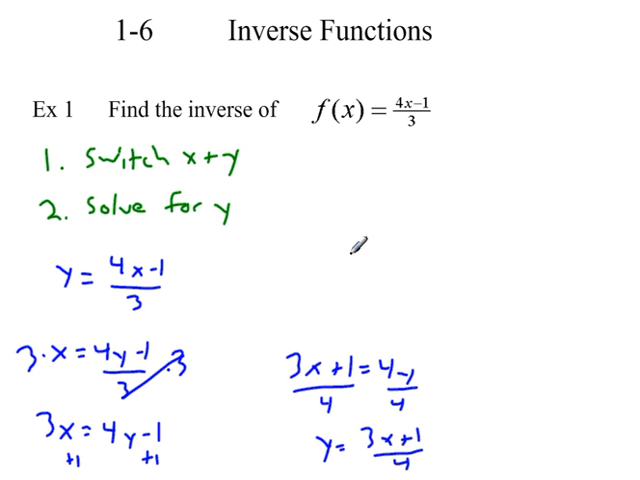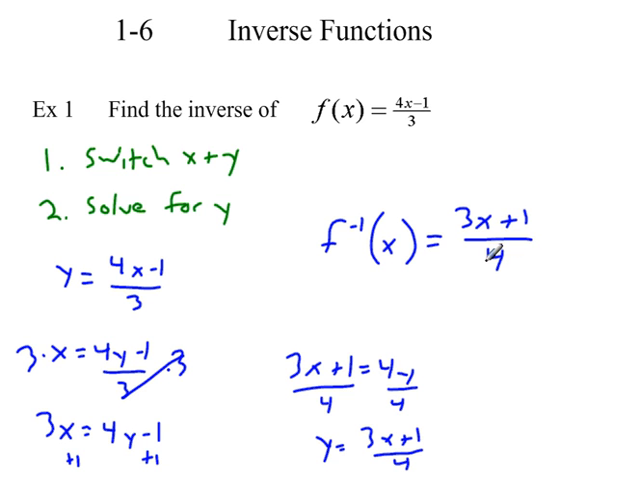Now, the proper way to write this is to say the inverse function, the inverse of f of x, equals 3x plus 1 all divided by 4. Now, this notation here throws people off. That's not f to the negative 1 power. It's read the inverse of f of x, or the inverse function is 3x plus 1 over 4.